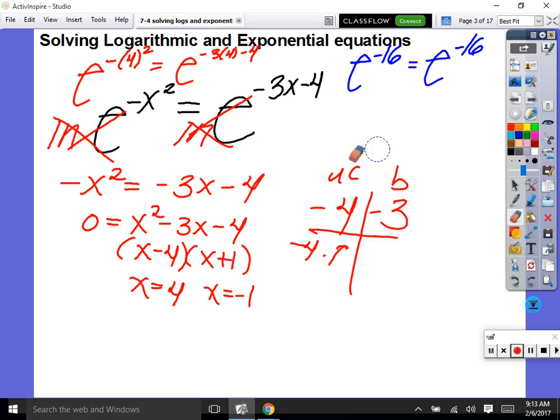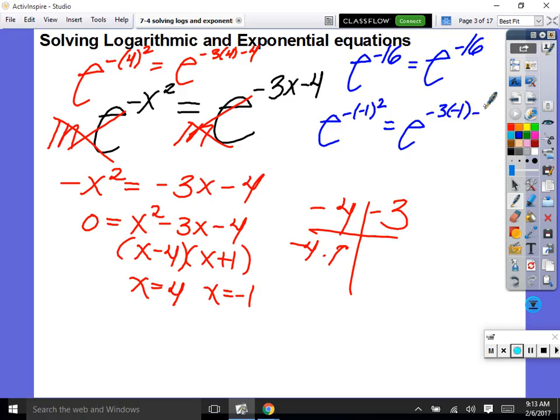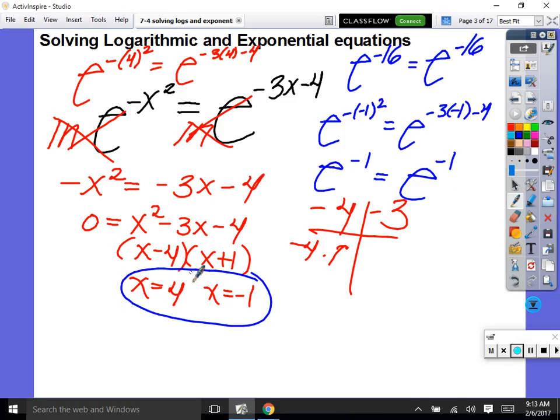So let's check. I'm going to check now for x equals negative 1. So plugging it in here: e to the negative of negative 1 squared equals e to the negative 3 times negative 1 minus 4. So that's going to become e to the negative 1, isn't it? Equals e to the 3 minus 4, which is negative 1. So both work, neither are extraneous. There's our two solutions. So we really should be checking them by hand if possible.